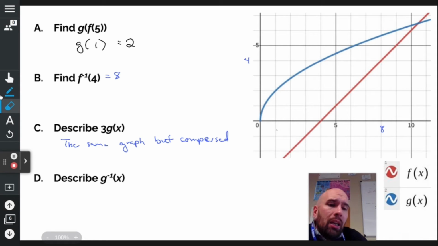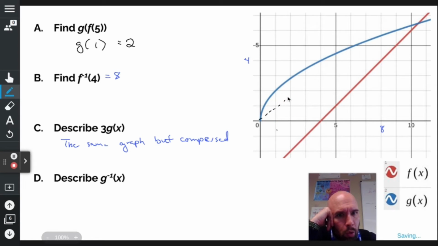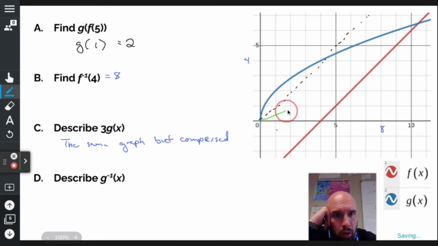Describe G inverse, which is going to be this. Now, okay, this is one I do want to graph. Now, remember, the inverse of an equation graphically is when you take the line y equals x. So I'm going to draw the line y equals x. I'm going to draw it through here. And what you do is you actually reflect this line over that axis. So it's going to look something like this.